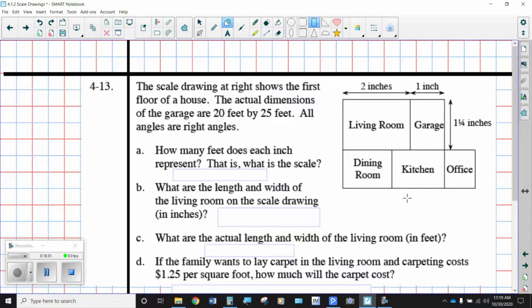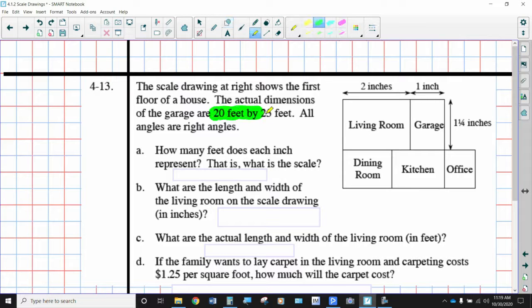All right, now let's move on to an interior of a house. The scale drawing at the right shows the first floor of a house. The actual dimensions of the house are important. This is 20 by 25.